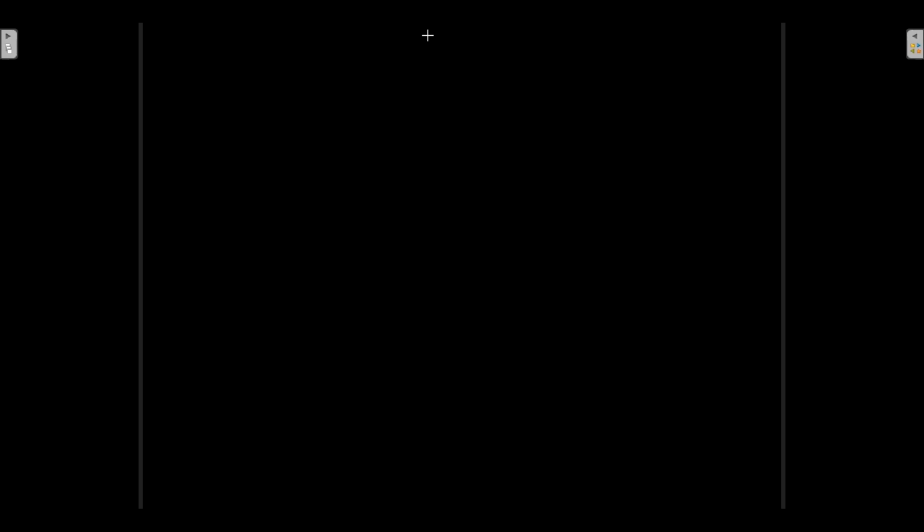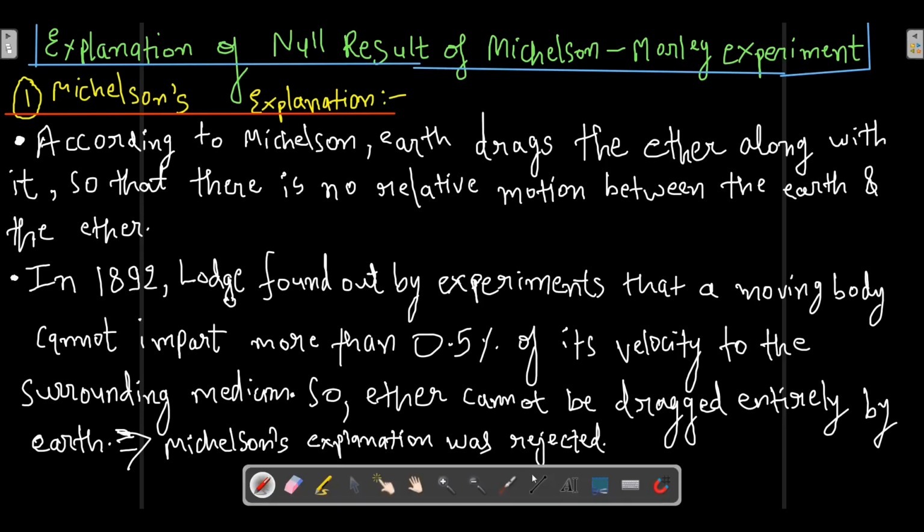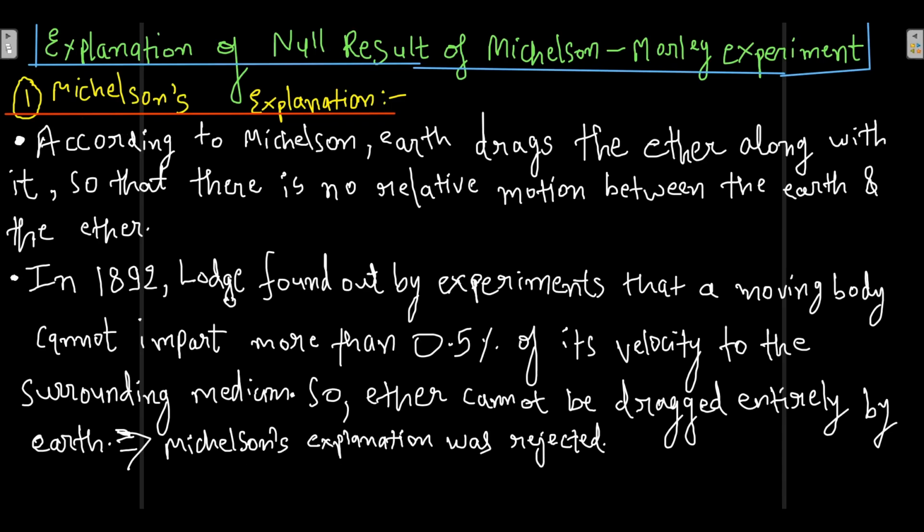But the scientists in those days did not want to accept that ether does not exist. It was very ridiculous for them to assume that ether does not exist. They instead thought that ether exists, but there is no relative motion between the earth and the ether. That's what the scientists thought during those days, because assuming that ether does not exist was very inconvenient according to the physics of those days. So instead of assuming there is no ether, they assumed that there is no relative motion between the earth and the ether. So how did Michelson explain the null result of the Michelson-Morley experiment?